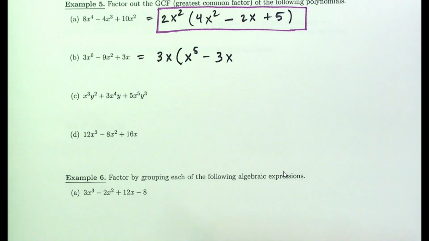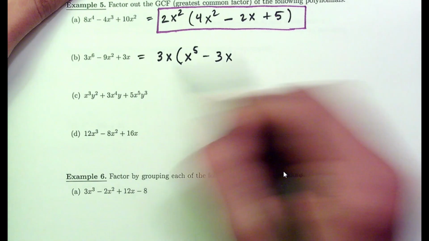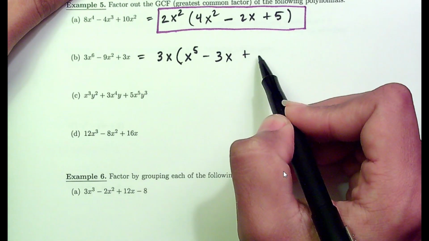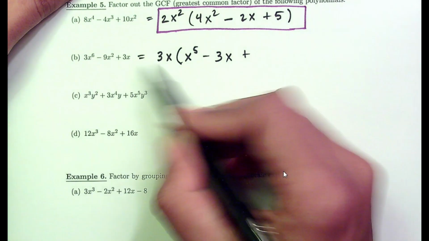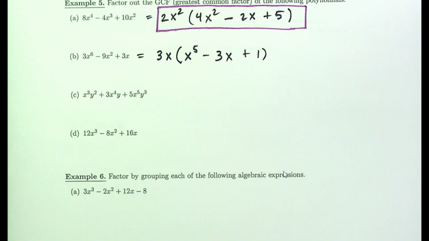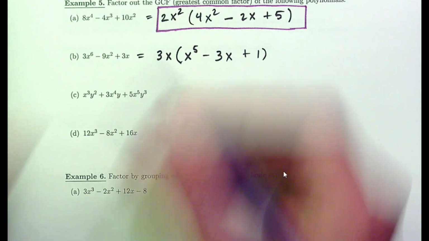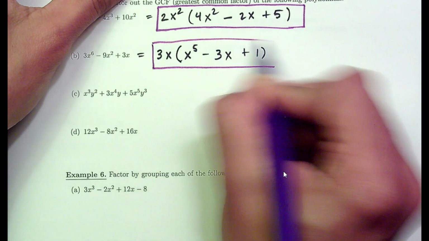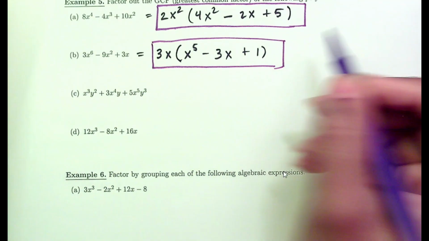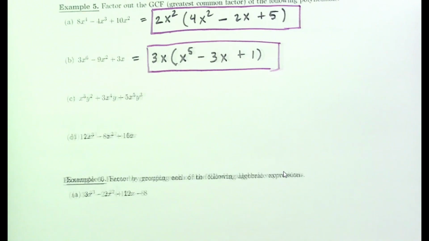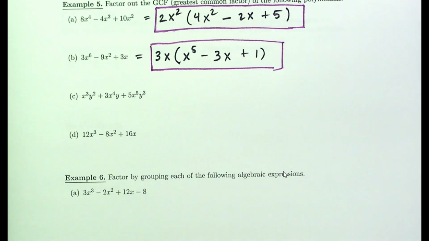And then lastly, what do I need to write here? That plus is that plus. What goes here so that when I multiply that number by 3x, I get 3x? That should be a 1. And we're done. So the GCF is 3x, and we factor it out.